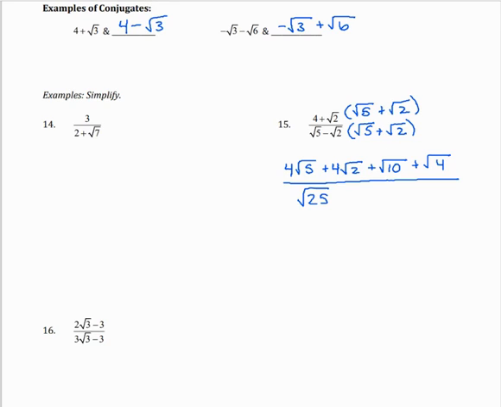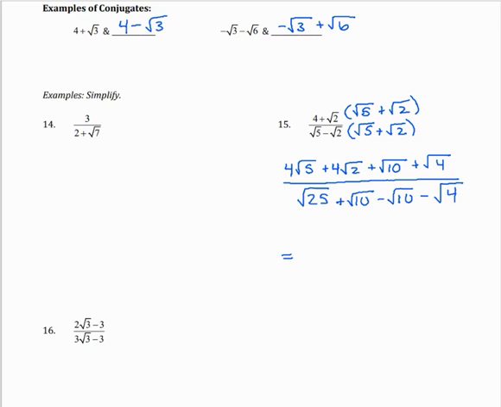Root 5 times root 2 is positive root 10. Negative root 2 times root 5 is negative root 10. And then negative root 2 times root 2 is negative root 4. Notice, the whole point of that conjugate is to get rid of any radicals in the denominator.